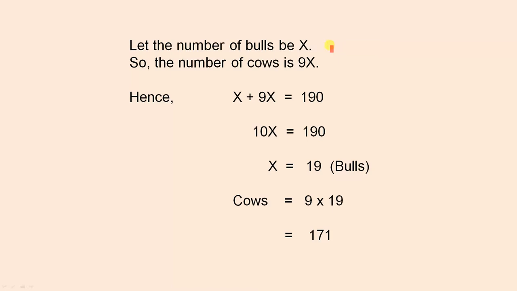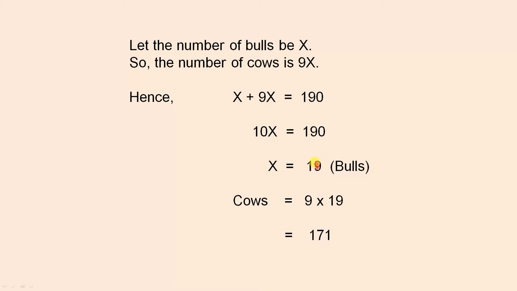Let the number of bulls be x. So if he had 9 times as many cows, the number of cows is 9x. So the number of bulls plus the number of cows must equal 190. x plus 9x is 10x, so 10x equals 190. If we divide both sides by 10, we get x equals 19 bulls.